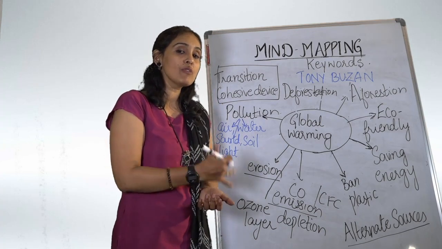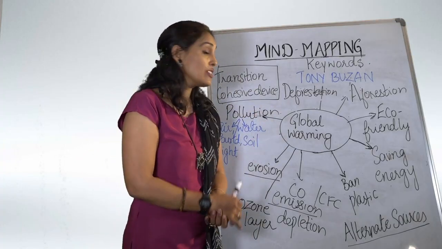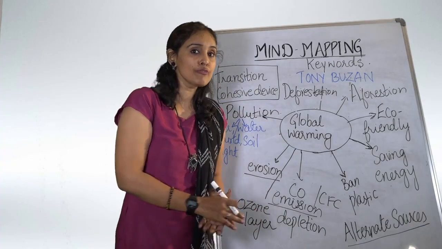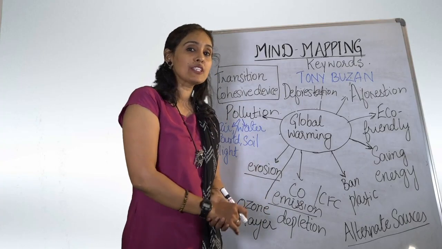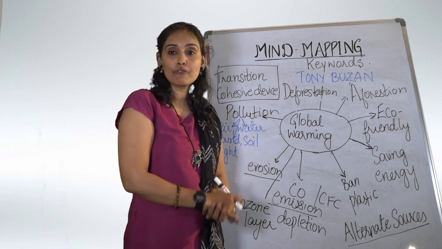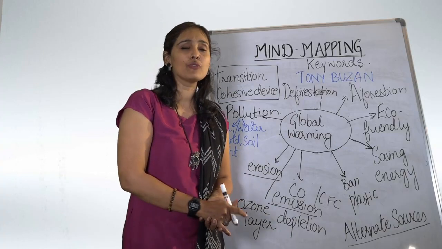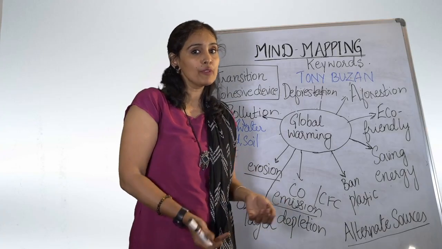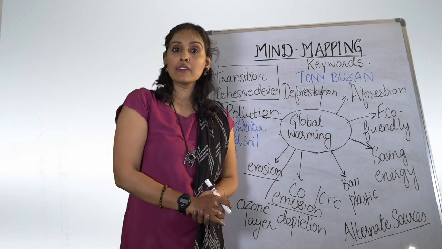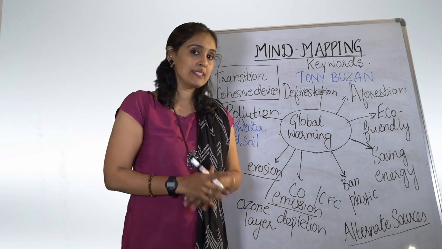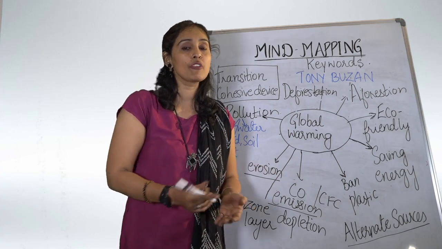On the other hand, we also have another category of ideas called the solutions. The solutions for decreasing global warming could be afforestation, using eco-friendly methods of survival, saving energy, using electric vehicles, carpooling, etc. So, there are three steps of the mind mapping process to speak or write.